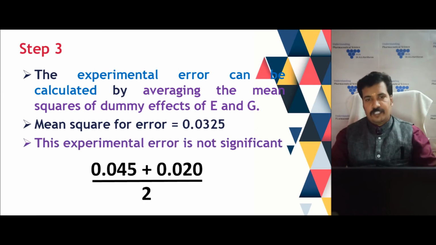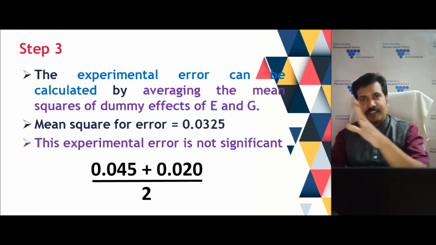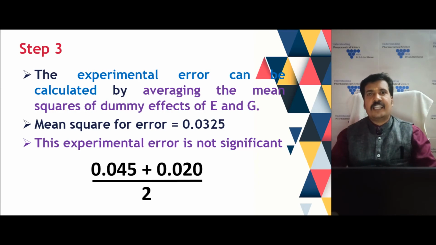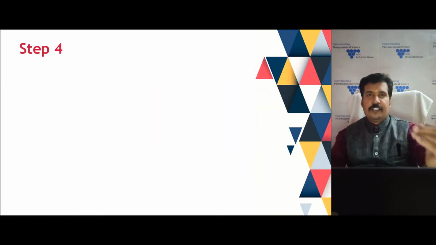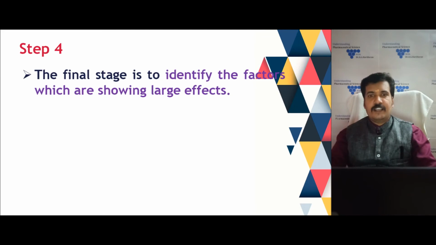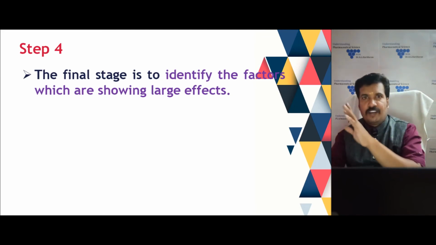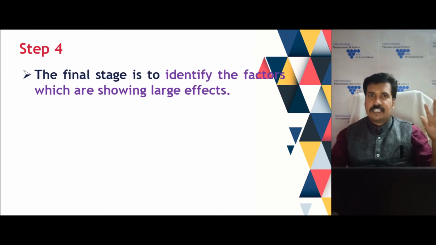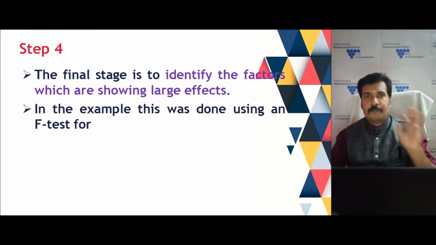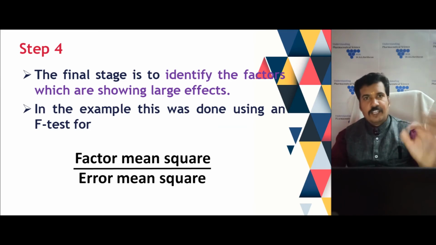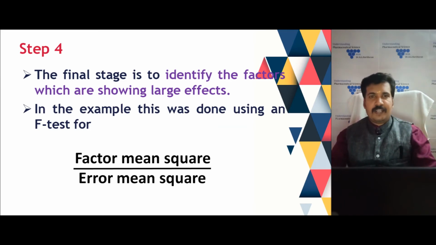We got this experimental error by adding 0.045 plus 0.020 and dividing by 2, which gives 0.0325. Now we have to nullify this experimental error against the other variables. We do this in step 4. We have to identify which variable has more effect and which variable has less effect. We can calculate this by the F test. How the F test is performed is a simple mathematical analysis.